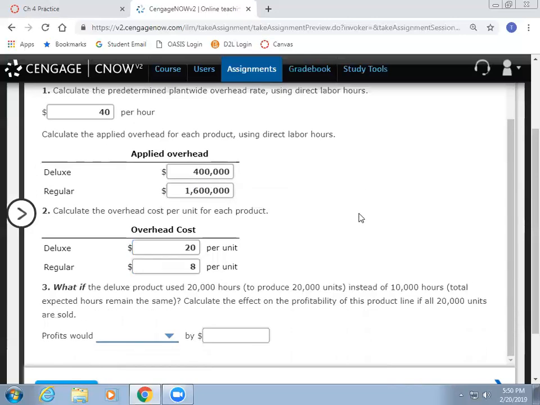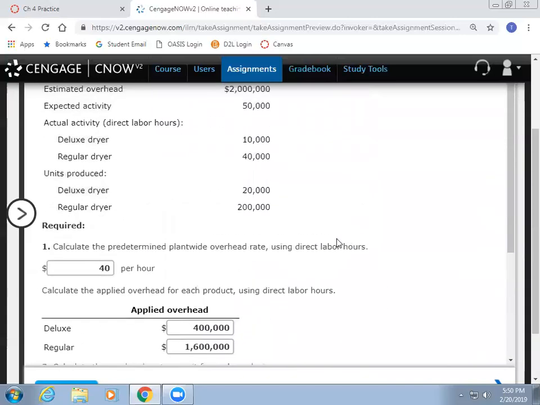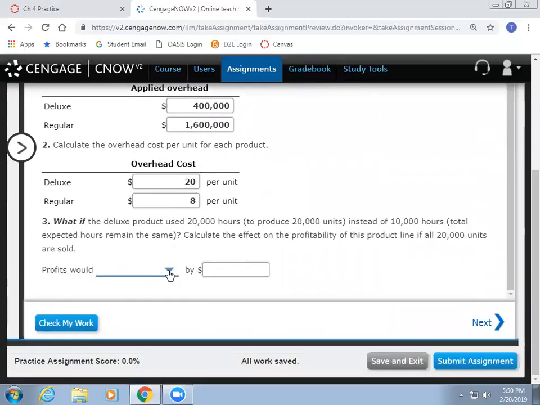What if the deluxe product used 20,000 hours to produce those 20,000 units instead of 10,000 hours? Well, what would our overhead cost be if it used 20,000 direct hours instead of the 10,000? 800,000. Yeah, it would be 20,000 times $40 per hour. So our overhead cost would double. So what would happen to our profit? It would decrease. Very good.